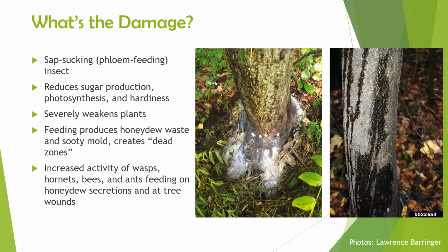The reason we're concerned about spotted lanternfly is that it is a sap-sucking, or what we would technically call a phloem-feeding insect. So it's feeding on the sap that is rising from the roots and providing nutrition for the upper parts of the plant. When it feeds, it reduces the sugar production in the plant and also reduces photosynthesis and just general hardiness of a lot of different species. It can severely weaken the plants it feeds on, especially when it feeds on grape. They found that there's a lot of damage being seen and reduced grape production in vineyards in states where this pest has been found.